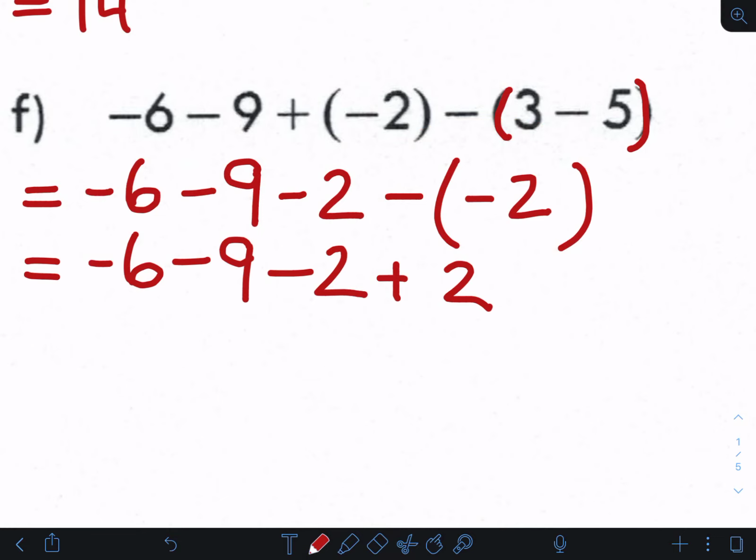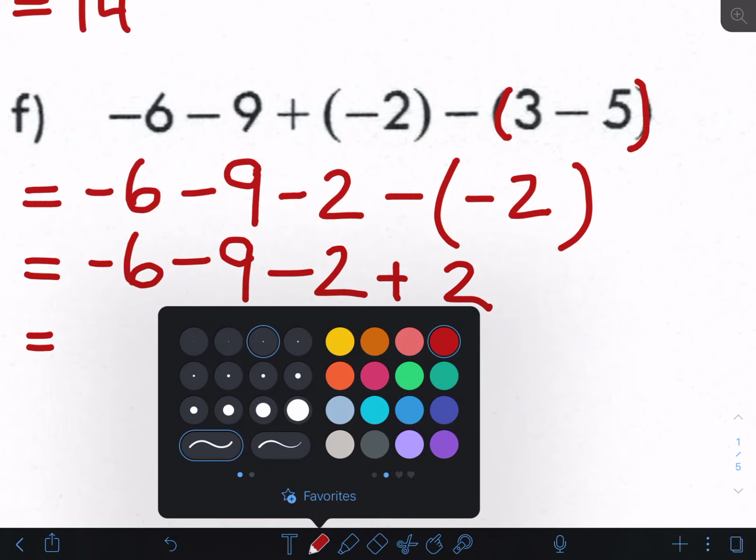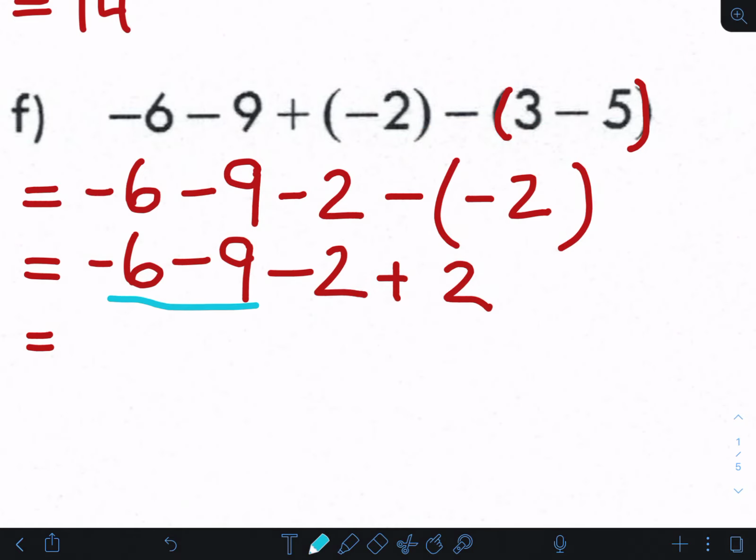Okay, so now I have all numbers. Now I can figure out what the answer is. So let's do it piece by piece. So we'll start here. Negative 6 minus 9. Well, they're both negative, so my answer is going to be negative. And I just think in my head, what is 6 plus 9? Well, that's going to be 15. Okay, so I have negative 15 there.